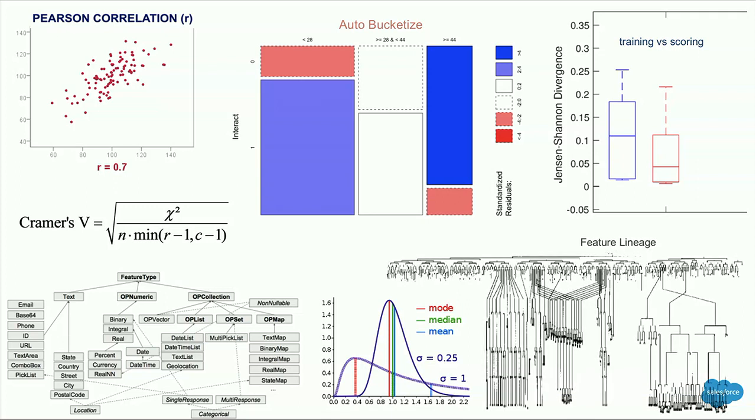And last but not the least, feature lineage. Machine learning is all about transformations. You take a raw feature, transform it to a derived feature, transform it to another derived feature. And some of these problems we can find at the derived feature level, but we have lineage. We can trace back all the way to the raw feature and figure out what the problem is and drop that feature.